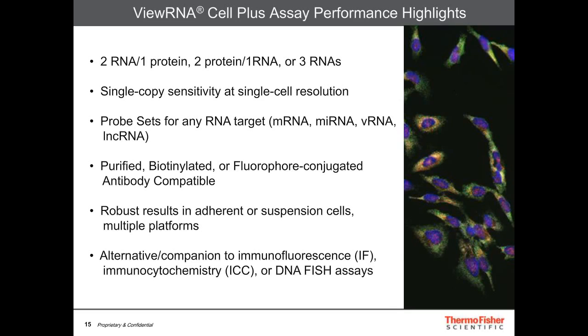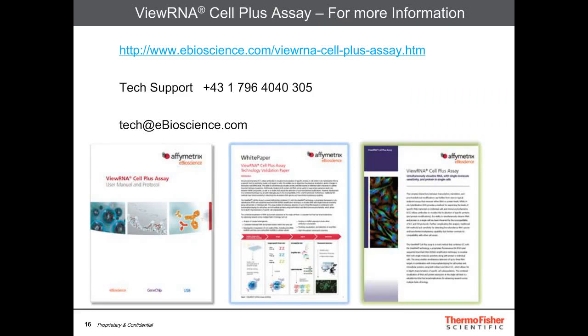You can see single copy sensitivity at single cell resolution. You can have probes designed for any RNA target. You can use purified, biotinylated, or fluorophore conjugated antibodies. Any of them work within the assay with just minimal changes to the protocol itself. We get robust results in adherent or suspension cells across multiple platforms, so either cover slip or 96-well plates or chamber slides. And really it serves as a companion assay to typical FISH assays or immunocytochemistry assays.